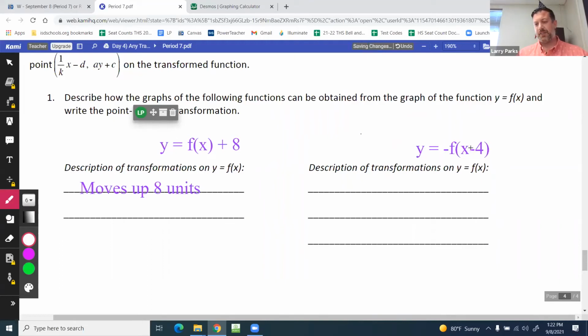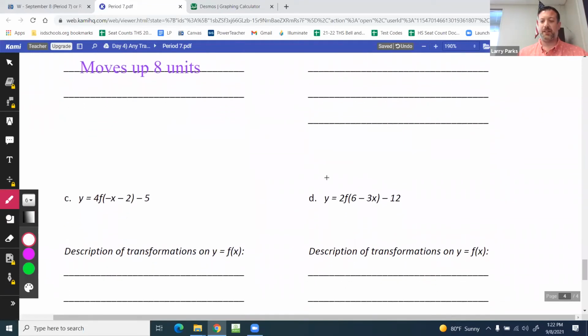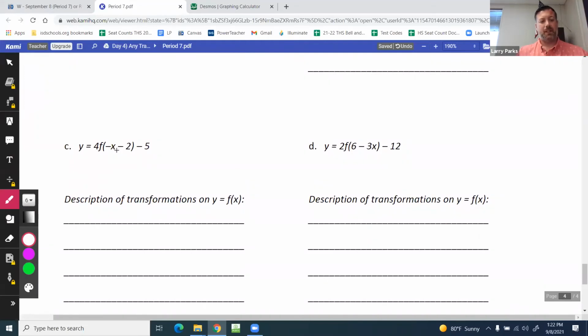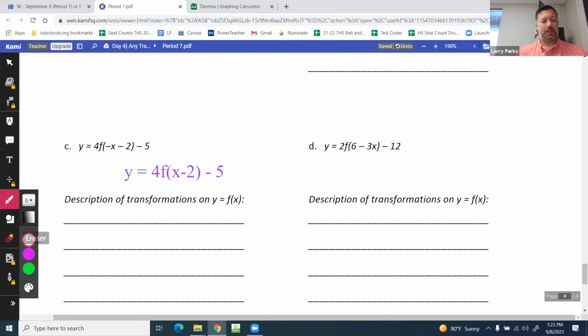So what does the negative do? What does the negative do here? And I'll update it on the regular one. Here, again, I feel like it's too complicated. So we're going to do y equals 4f of x minus 2 minus 5. And I'm going to get rid of this part. Okay. So what does the 4 do? What does the negative 2 do? What does the negative 5 do?